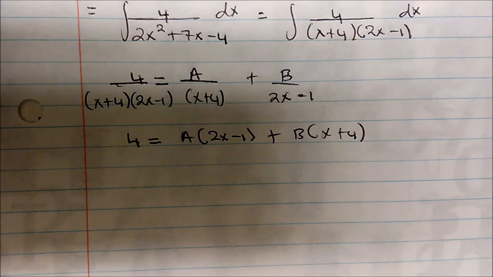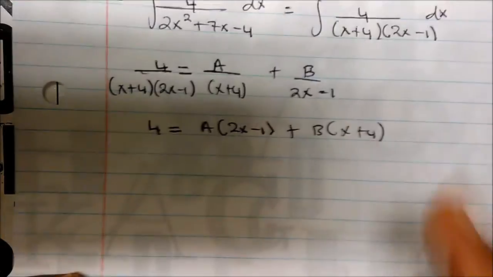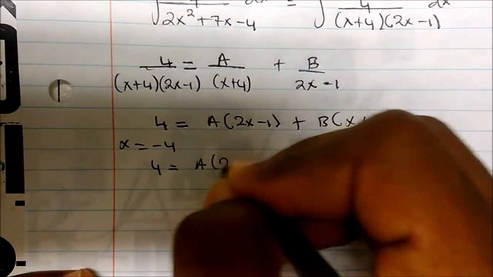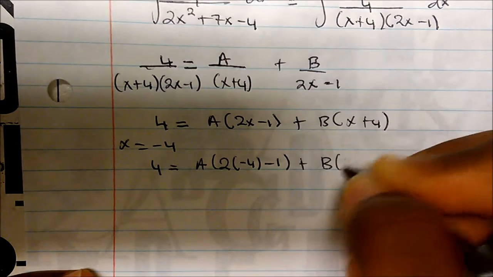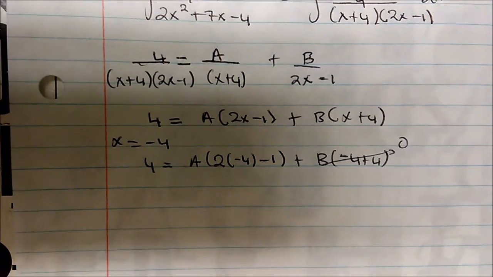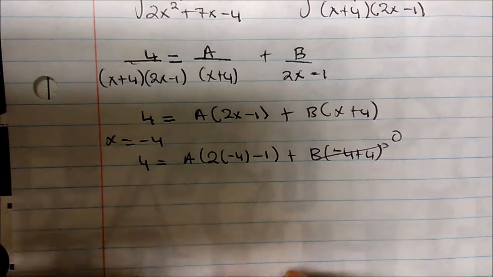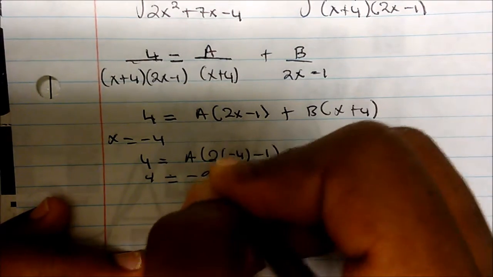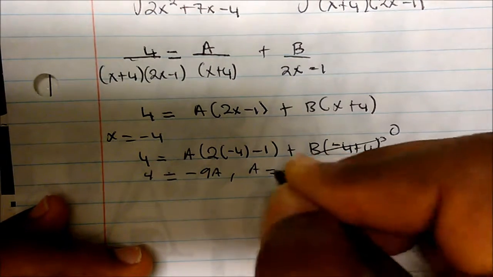And so if I look at this now, these look like linear factors. If I set x to be negative 4, I could get rid of B. So if x is equal to negative 4, then 4 is equal to A times 2 times negative 4 minus 1, plus B times negative 4 plus 4, and this will go to 0. Now if we simplify this, 2 times negative 4 is negative 8, minus 1 is negative 9. So 4 is equal to negative 9A. Therefore, A is equal to negative 4 over 9.